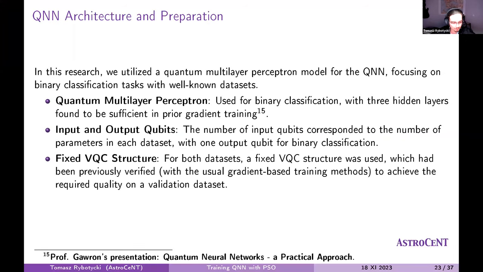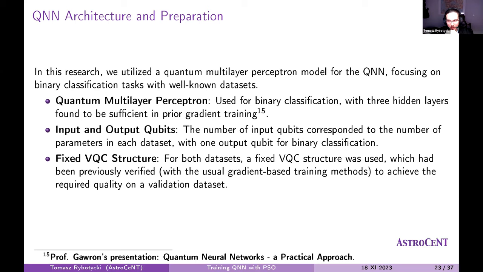Okay, so we conducted some experiments to see whether this hypothesis that the PSO algorithm can be used for training quantum neural networks is good. And we had to talk about some stuff first. So quantum neural network architecture will be the first thing I will talk about.